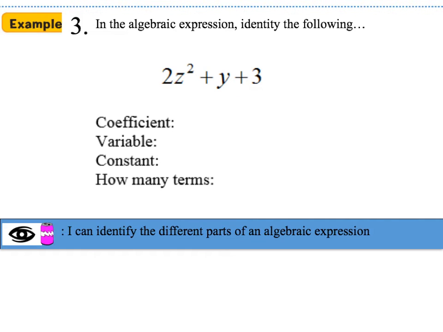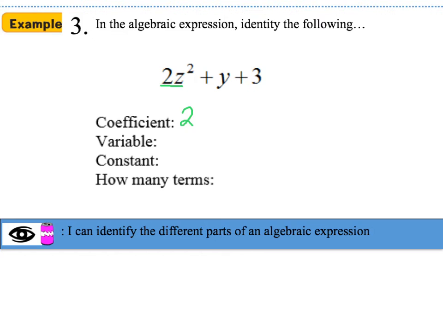So in example 3, it says, in the algebraic expression, identify the following. And we know that this is an algebraic expression because it has numbers, it has variables, and it has operation signs. So our job is to identify the different parts of this algebraic expression. So let's start off with the coefficient. Remember, the coefficient is the number that is being multiplied by the variable, or you can think of it as the number in front of the variable. So let's go ahead and take a look at our first term. In this term, we do have a variable, and we do have a number in front of that variable, and that number is the 2. So 2 is a coefficient.